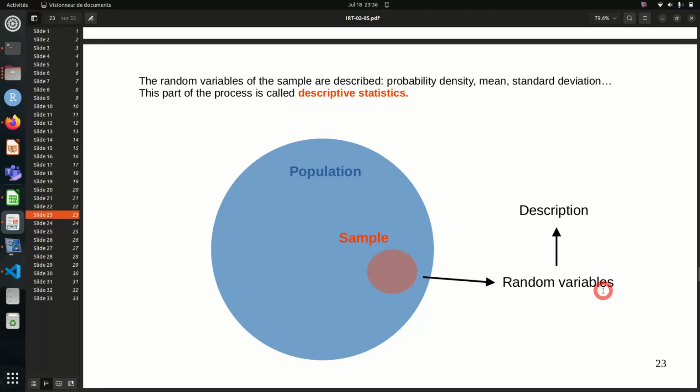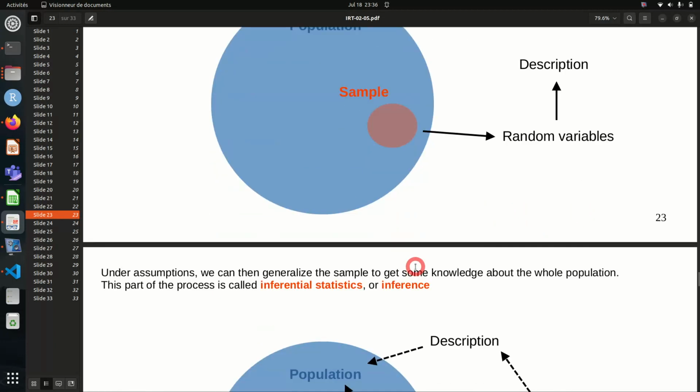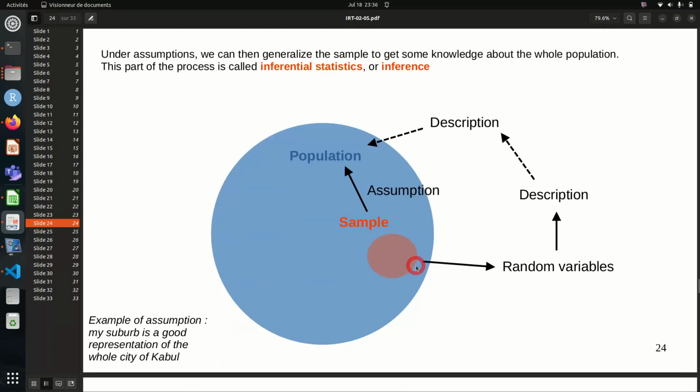For instance, how many children per family? What is the average income? And now we can start to describe this small sample. But remember, what we are interested in is not the sample, it's the population. So we need here to do so-called inference. Inference means that we have an assumption to do on the population from the sample.